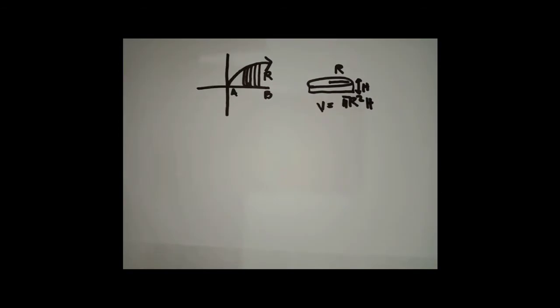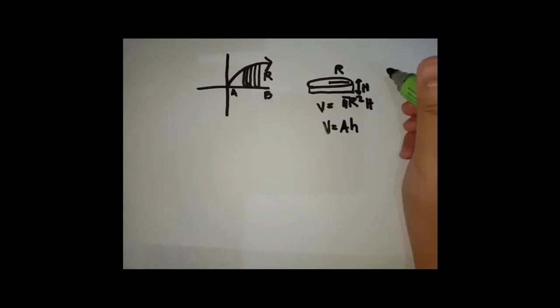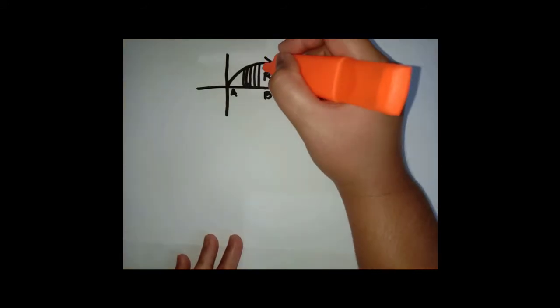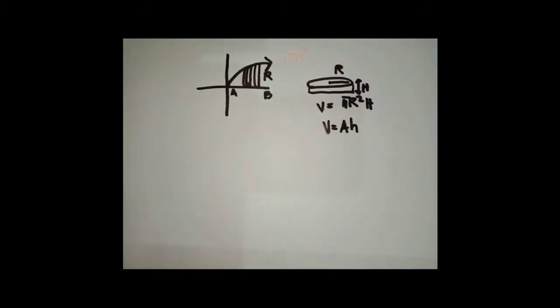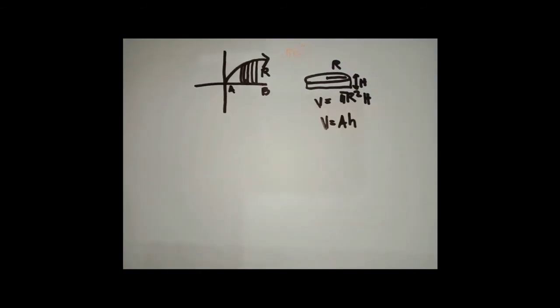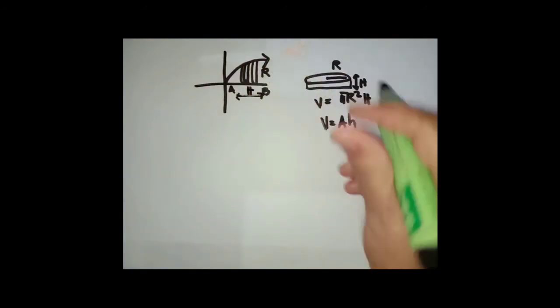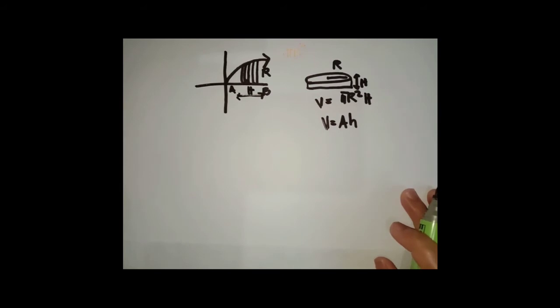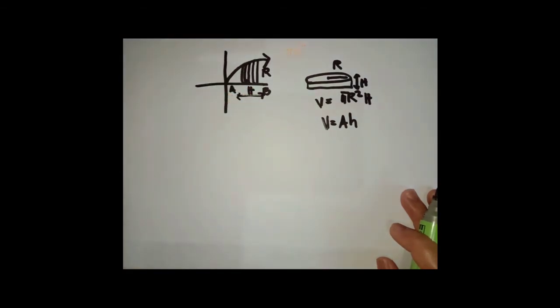The cross-sectional area is the circle on the top, which is pi r squared. Thus, the volume of a cylinder is pi r squared times the height. And so the volume of the disk has a height of h, which you can view as a delta x, and a cross-sectional area of pi r squared.